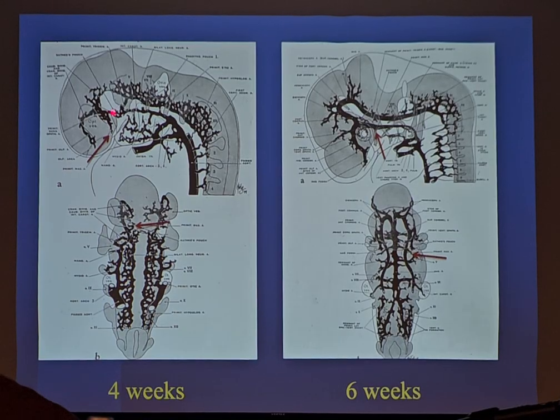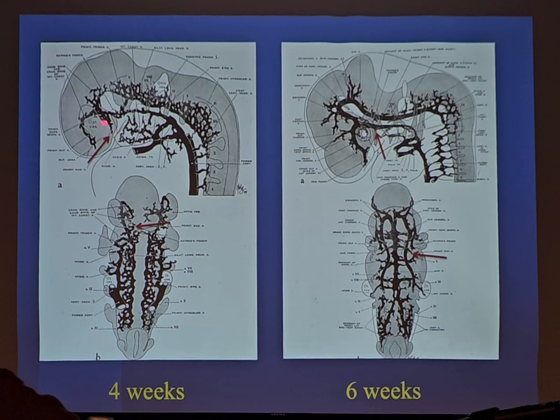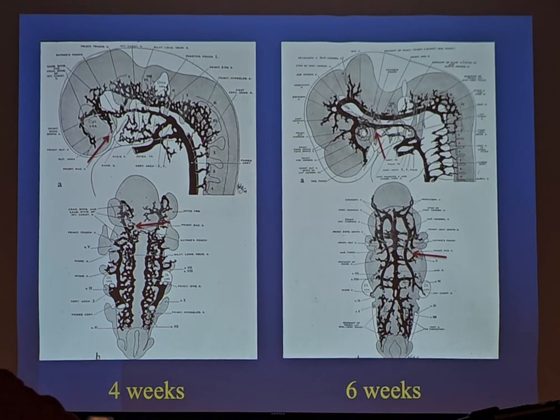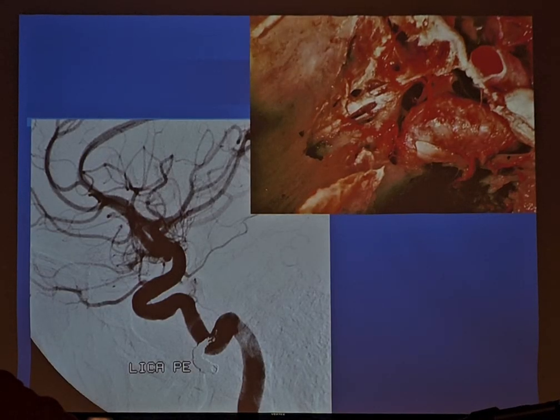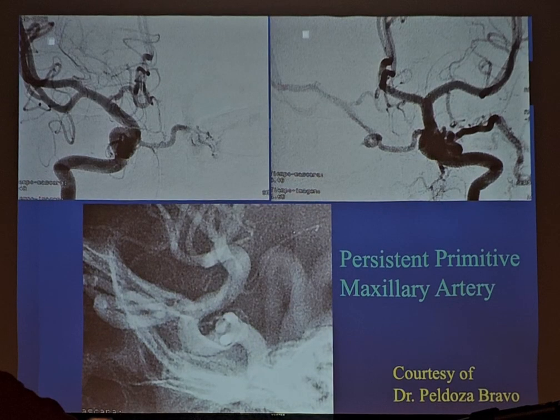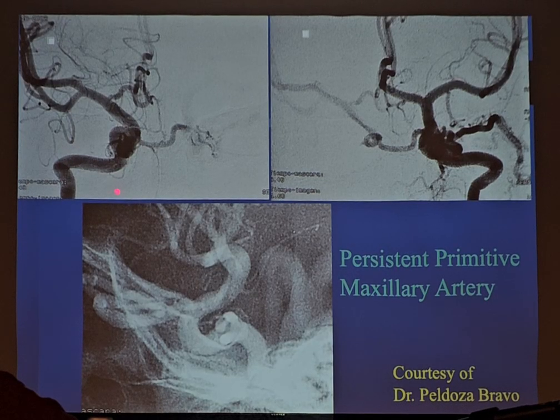You can see this is the primitive maxillary artery. It initially supplied this region and then regresses very rapidly. And in adults, you always see supply to the posterior hypophysis. The posterior hypophyseal artery is a remnant of the primitive maxillary artery. Sometimes the primitive maxillary artery may persist.